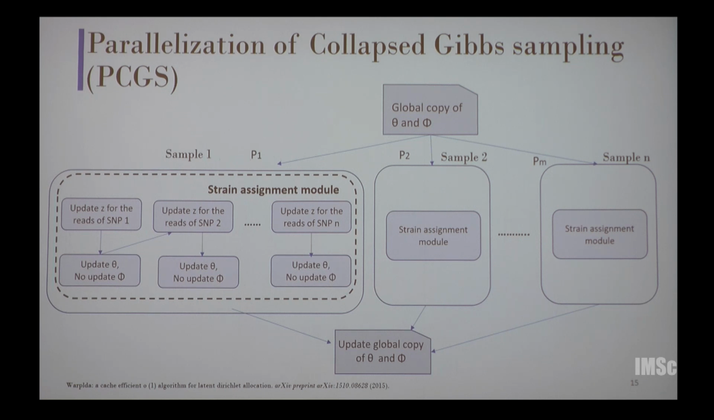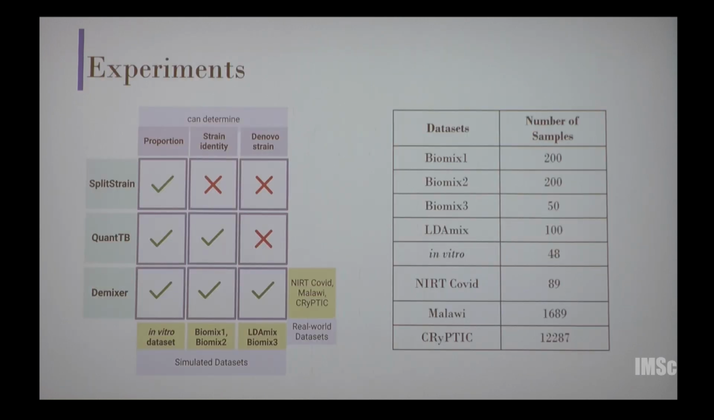Some of the data sets that we processed were very huge, and the naive collapsed Gibbs sampling algorithm was taking a large amount of time. But after using this parallelization approach, we were able to reduce the time complexity from order of MNR to MN, where M is the number of samples, N is the number of features, and R is the number of reads. And these are the experiments that we have carried out on different data sets.